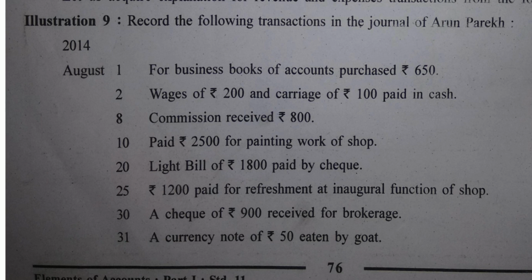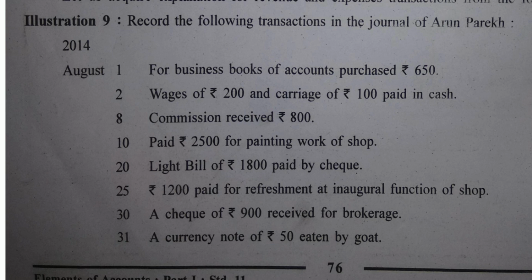Yes, the next on 2nd of August. Wages of rupees 200 and carriage of rupees 100 paid in cash. Paid in cash is a cash transaction. So out of the two effects, that is debit and credit, one is of cash. And of course, if it is paid, then cash is credited because at the time of payment, cash always goes out. So overall 300 cash goes out of the business, of which 200 is for wages and 100 for carriage.